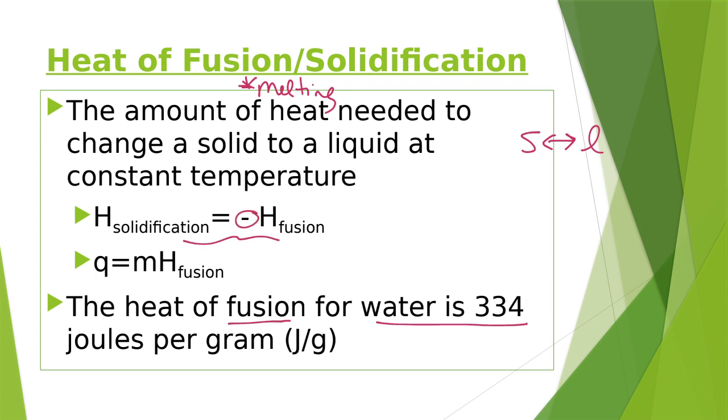If we wanted to calculate the heat of a substance that is melting or solidifying, remember that we have to include the mass of it. So these values here are always in joules per gram units, and as a result, we need to know the mass of the substance and apply that to our calculation.